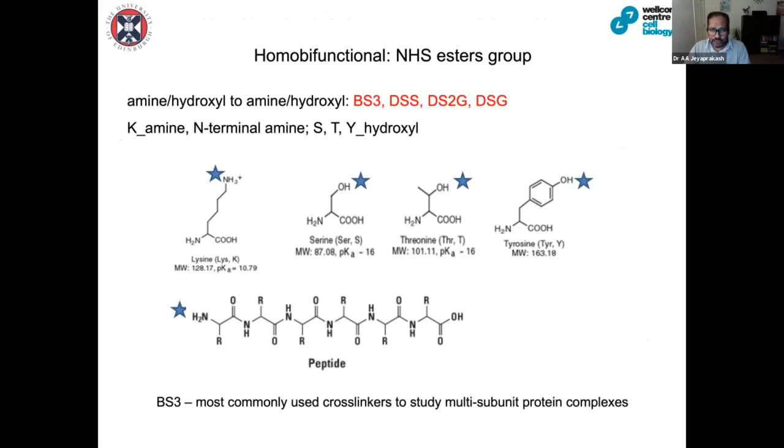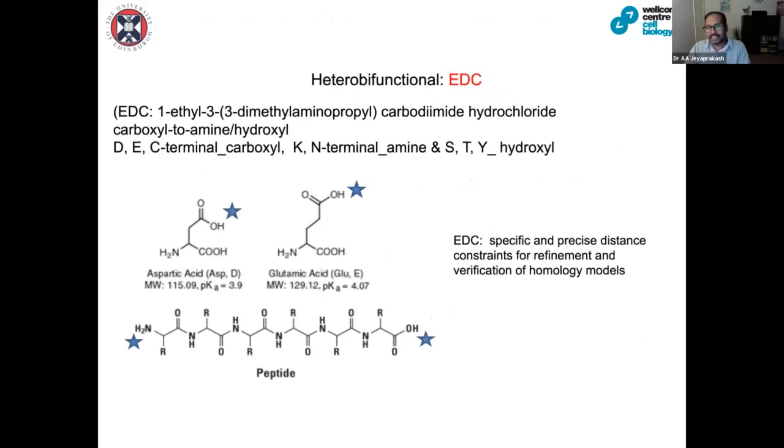EDC is a heterobifunctional crosslinker, and it is a zero-length crosslinker. It covalently links the primary amine of lysine or the amino terminus of a polypeptide chain with the carboxylic group of either aspartic acid or glutamic acid. It's a very specific crosslinker, and it's ideally suited to map protein-protein interaction interfaces. So we can get information about the residues that directly mediate a protein-protein interaction. We use EDC quite a lot in our research.